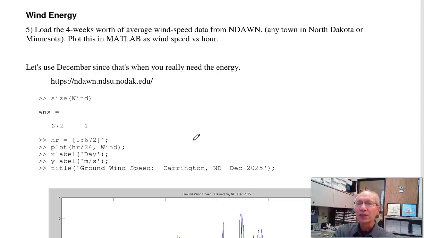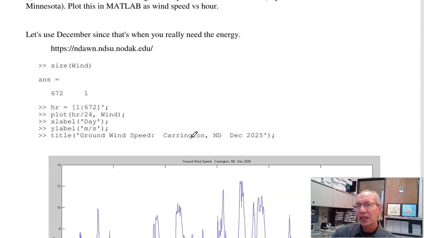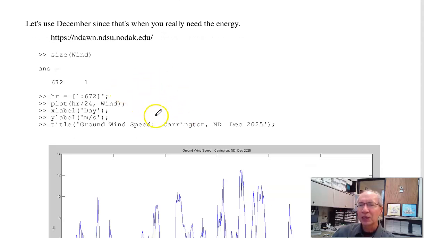Problem 5. Problem 5 looks at wind energy. If you go out and buy a Vestas wind turbine, how much energy would it produce? Well, once again, the first thing I need is data. Go back to NDON and pull out the average wind speed on an hourly basis. I can pull that in and plot it.